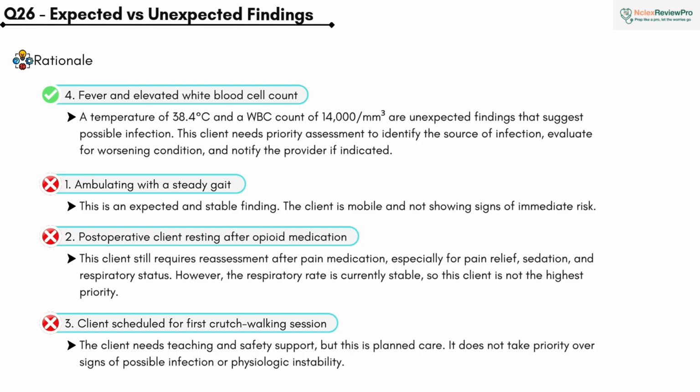Option 3, the client scheduled for the first crutch walking session is not the priority. This client needs teaching and safety support, but this is planned care. It does not come before a client with possible infection or physiologic instability.